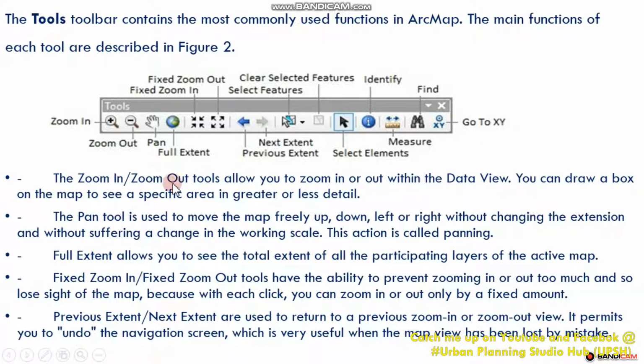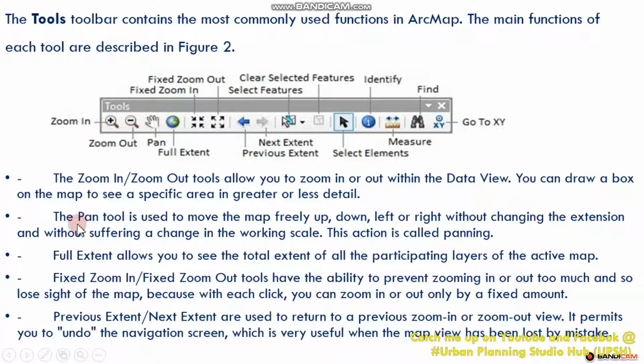Now the zoom in and zoom out tools allow you to zoom in or out within the data view. You can draw a box on the map to see a specific area in greater or less detail. That is the first one here. Now the pan, that's for the zoom in and zoom out.